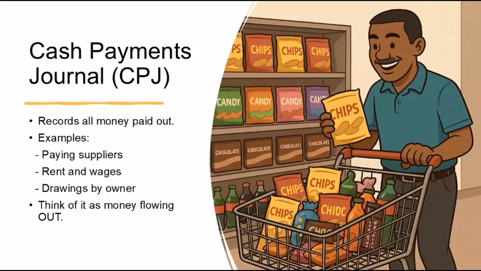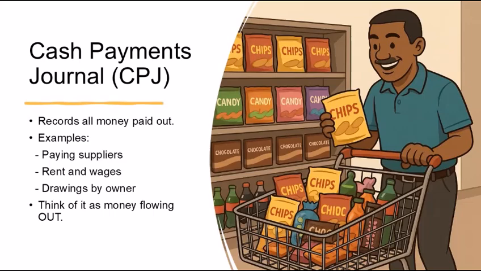Now, let's move to the other side, the Cash Payments Journal. The Cash Payments Journal is where we record all the money that leaves the business. So any money that we pay out of our bank account. Examples from the tuck shop would include paying a supplier for inventory. For example, if we pay 800 Rand to ABC suppliers for chips and cool drinks.